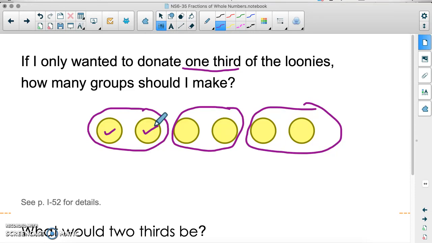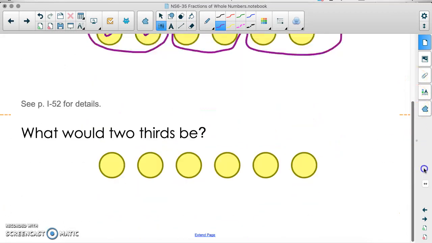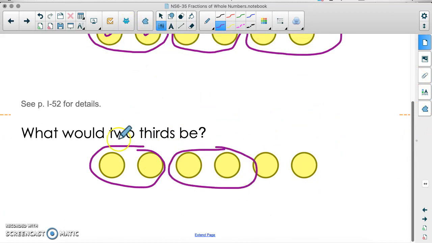So what would 2/3 be? I still need 3 groups because I want thirds. But now I'm going to take 2 of them. So if I look at this picture below, I still have groups of 2. I have 3 groups because I'm still dealing with thirds. But now I'm going to donate 2 of the 3 groups. So now I'm donating 4 loonies rather than the 2 that I was donating.